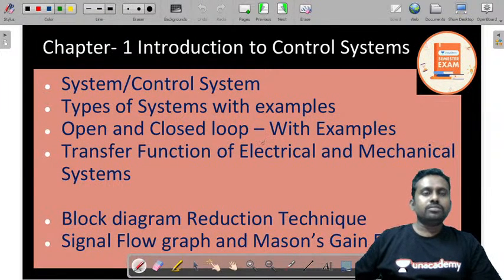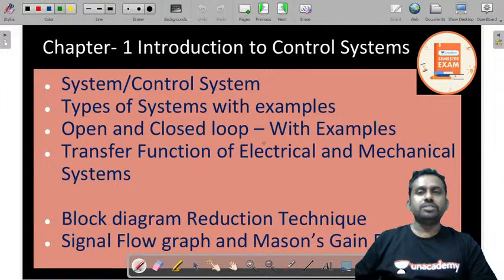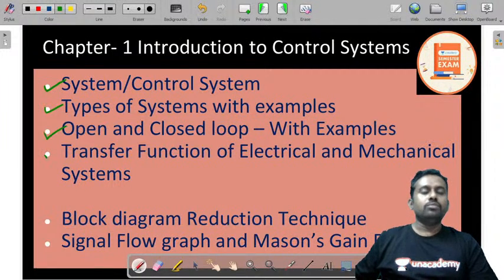Now, today I'll just give you a glimpse of Introduction to Control Systems, Chapter 1, and let me tell you the basic topics that we have in this. You have what is a system and control system. We'll see what is a system as well as what is a control system. What are the different types of control systems? And in specific, we will see what is an open and closed loop control system with examples. And we'll study the transfer function of electrical and mechanical systems.